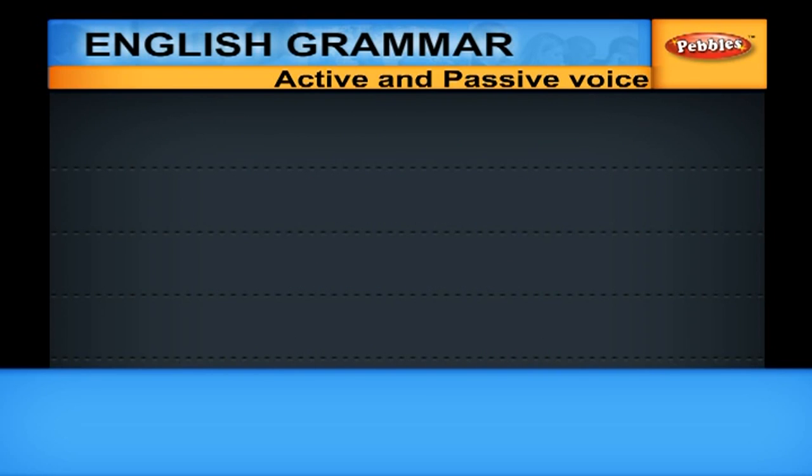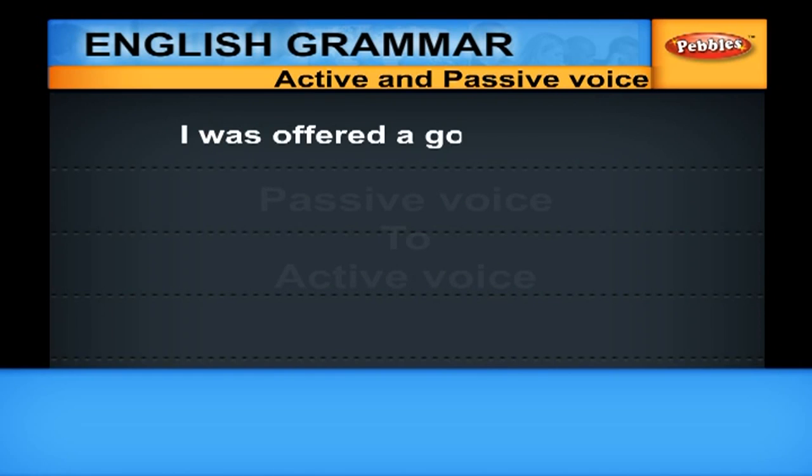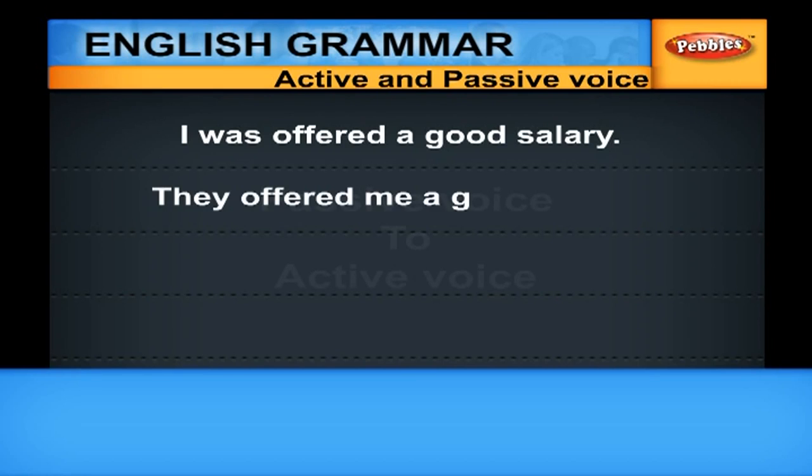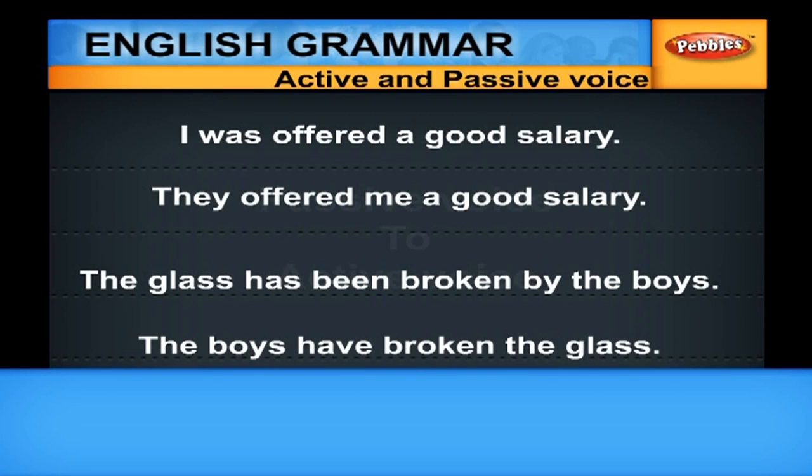Now, I'm going to give you some more sentences which are in the passive voice. You change them into active voice. I was offered a good salary. You have to make it into active. They offered me a good salary. When the agent is not mentioned, we can generate a suitable agent. The glass has been broken by the boys. The boys have broken the glass, as simple as that.